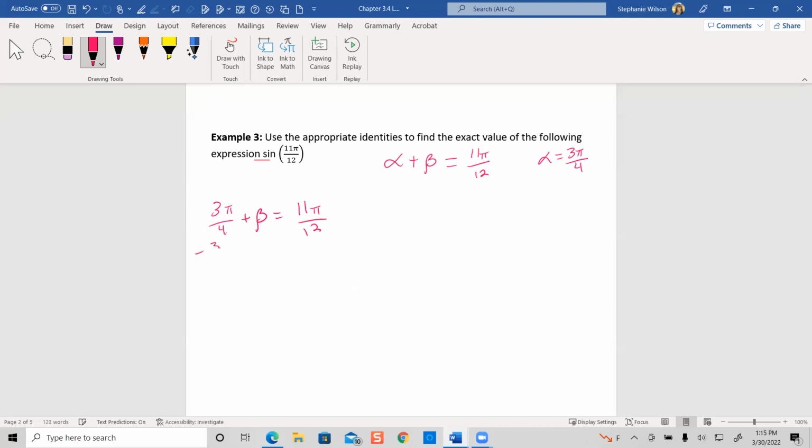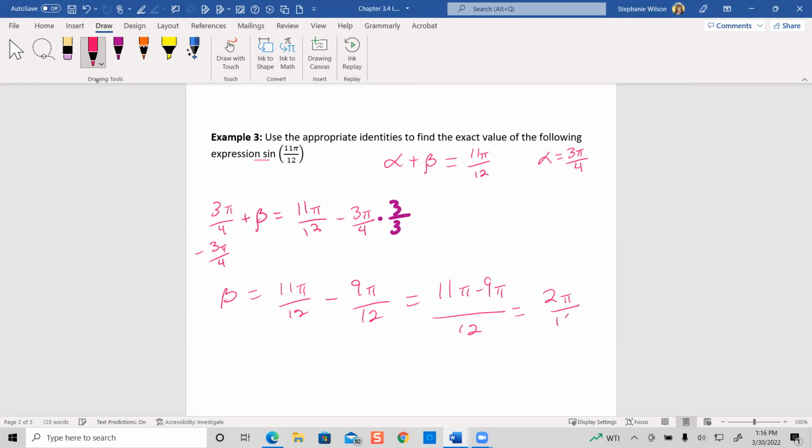So in order to do that, I need to subtract the 3 pi 4ths from both sides. And when I do that, I notice that I need to have a least common denominator. In this case, it would be 12. So 3 times 3 over here. So now beta is equal to 11 pi 12ths minus 3 times 3 is 9 pi over 12. We can rewrite that as 11 pi minus 9 pi all over 12. And that would give me 2 pi 12ths. And of course, we're going to reduce that down to pi 6. And that would be our answer for that part.